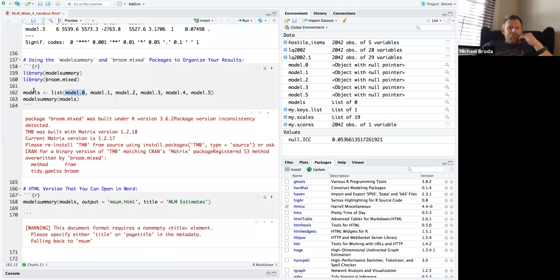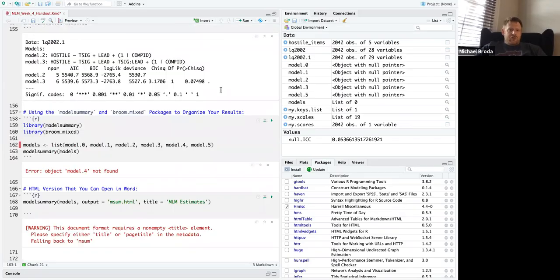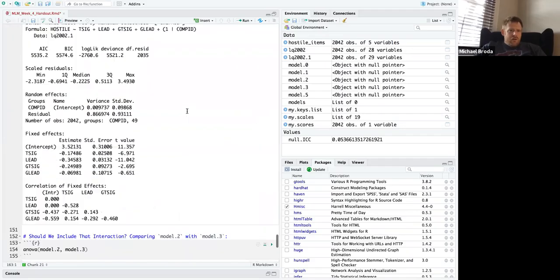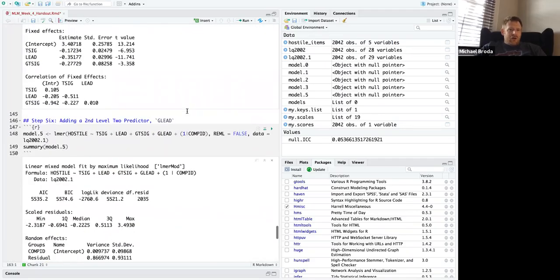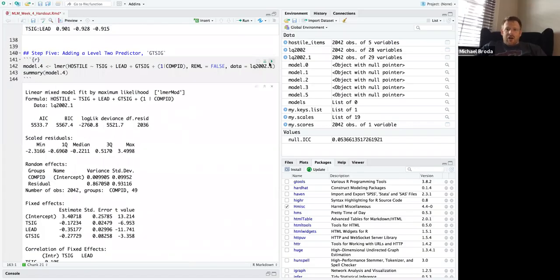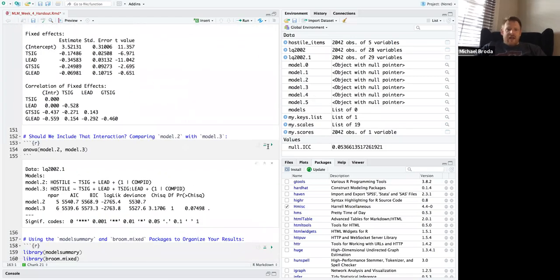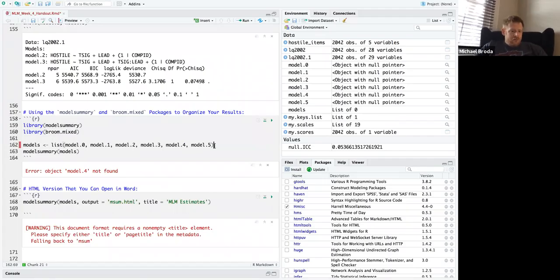So I've got models is equal to a list, and then in parentheses I have model.0, comma, model.1, 2, 3, 4, and 5. I don't need to put quotes around these because these are already objects that are defined in my environment. So I'm going to run just that line. Oh, model.4 is not defined. Oh, wow. Let me go up and see if I can run it. Yeah, I didn't actually run model.4. I must have talked about it, but not run it. There we go. Now it should be in there. Yeah, there's model.4. Okay, now let's try running it.